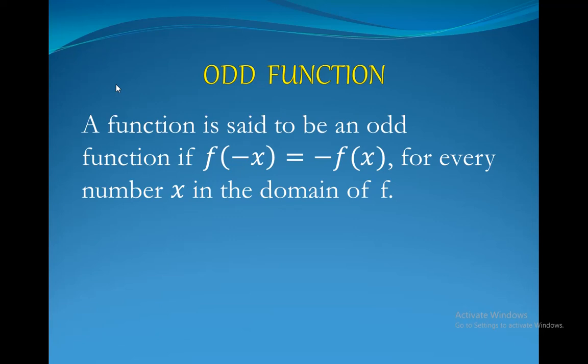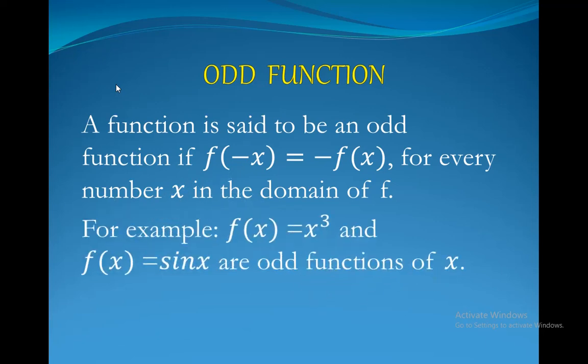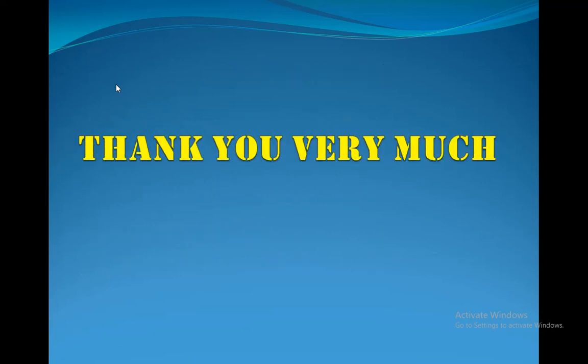And next we have an odd function. Definition first. A function is said to be an odd function if f of minus x is equal to minus f of x for every number x in the domain of f. Its examples: first one is f of x is equal to x cube, and second one is f of x is equal to sine of x. You already know minus x whole cube results in minus x cube, whereas sine of minus x is equal to minus sine of x.